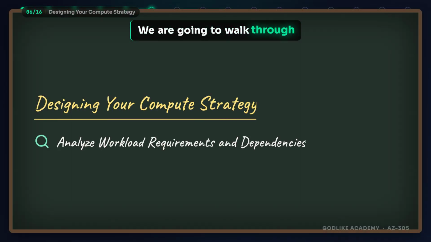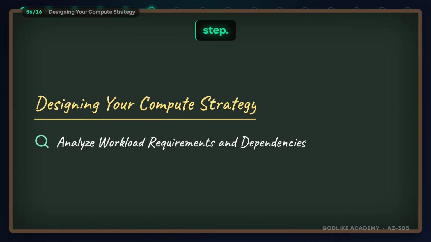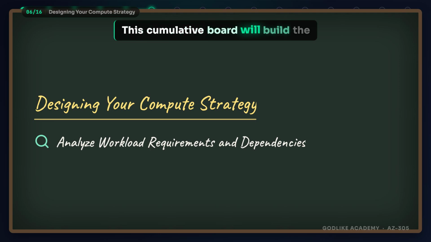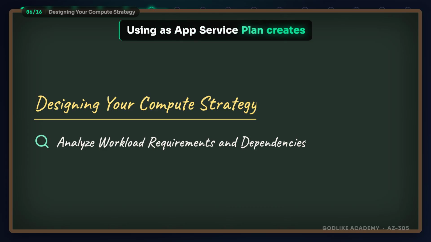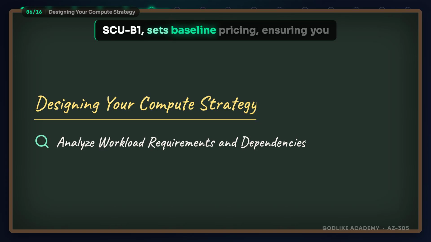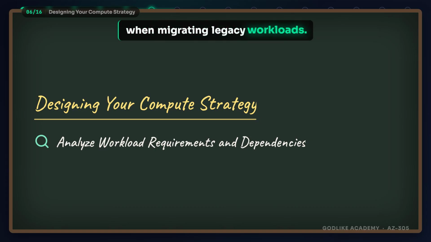We are going to walk through designing a compute solution step by step. This cumulative board will build the complete strategy as we go, so pay close attention to how each requirement shapes the final architecture. We will map requirements directly to Azure services like App Service and AKS. Using az appservice plan create with SKU B1 sets baseline pricing, ensuring you can justify every architectural choice during the exam and prevents costly rework when migrating legacy workloads.